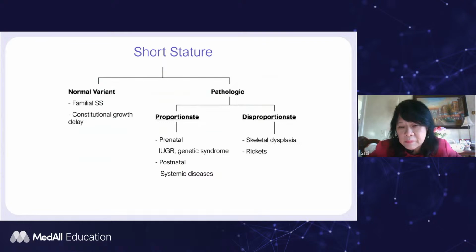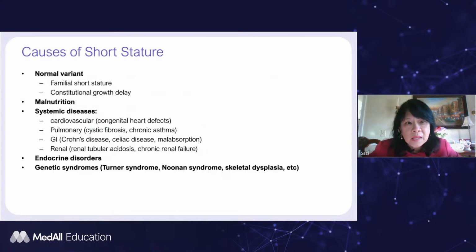familial short stature or constitutional growth delay, and the right side is pathologic causes of short stature, and it's easy to classify by looking at the child to see if the child has proportionate growth or disproportionate growth. If you see disproportionate growth like short arms, short legs, then we need to think about skeletal dysplasia or rickets. If having proportionate growth, then it can be genetic syndromes or causes due to systemic diseases.